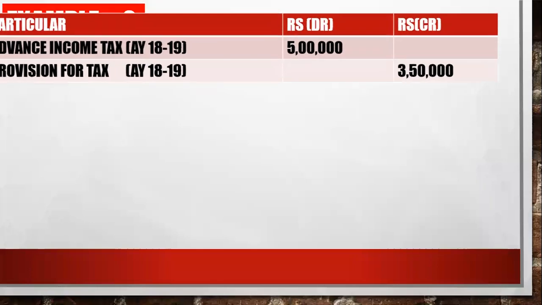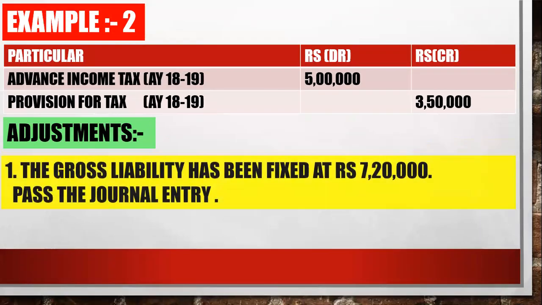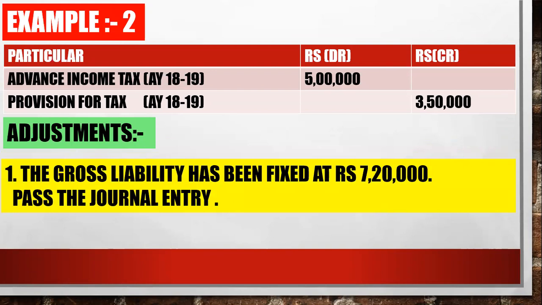Just take example 2. This is your homework. Just take this. We'll check your answer in the next lecture, that is tomorrow. So what you have to do is check your gross liability with your provision, and second, check your liability with advance tax. That's it, and pass the journal entry. I have given you only one adjustment. I have not given you the second adjustment.